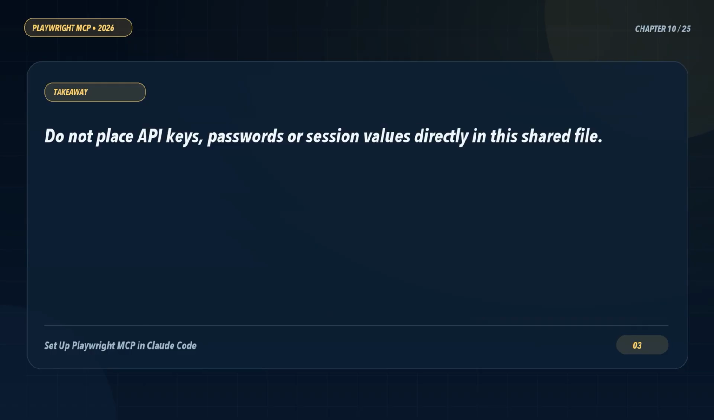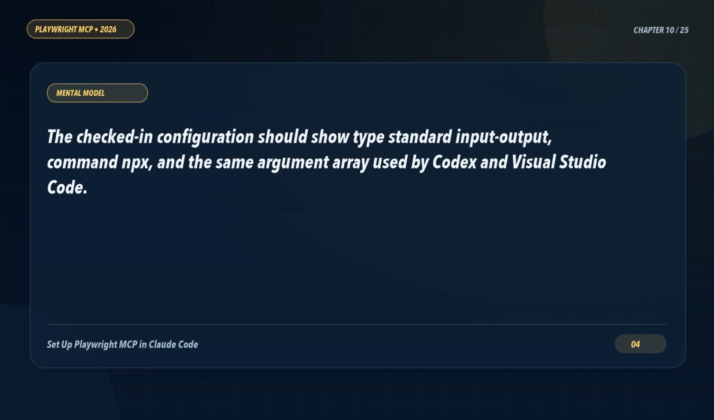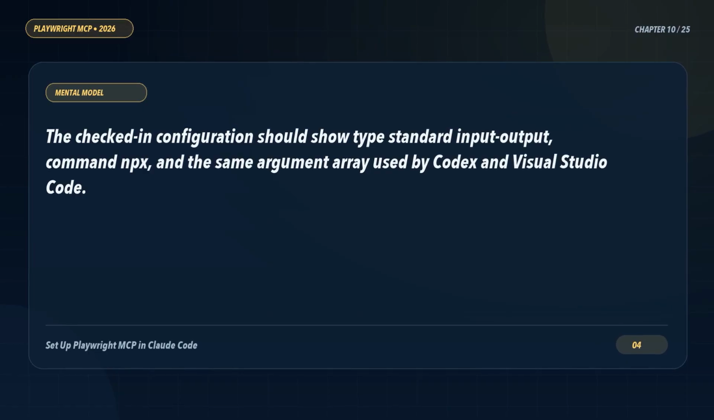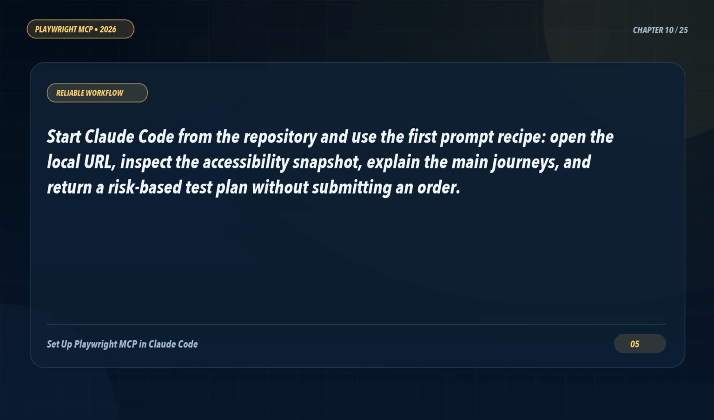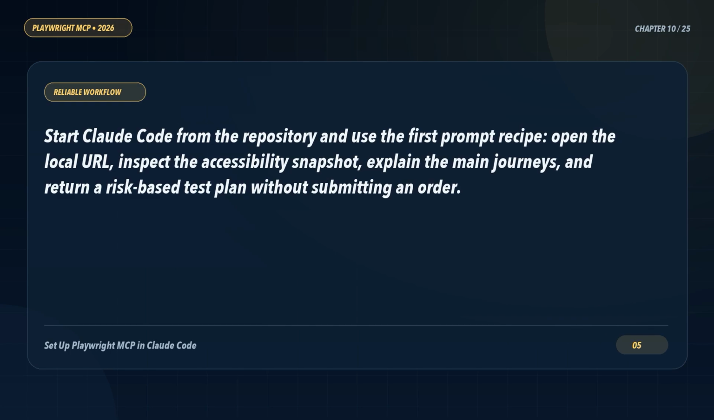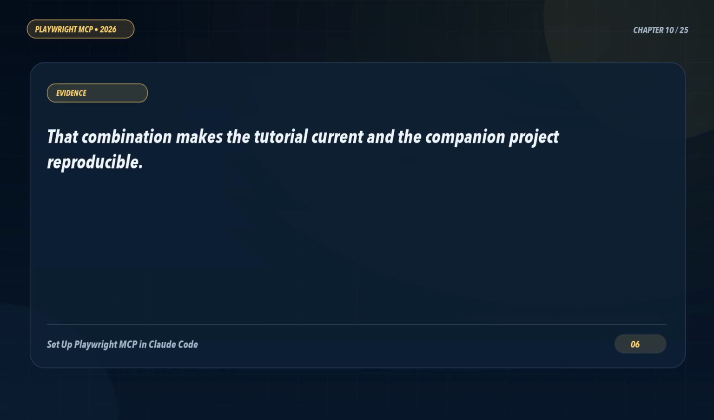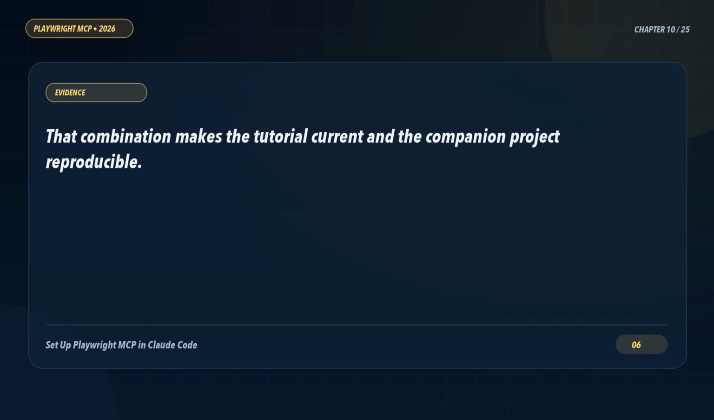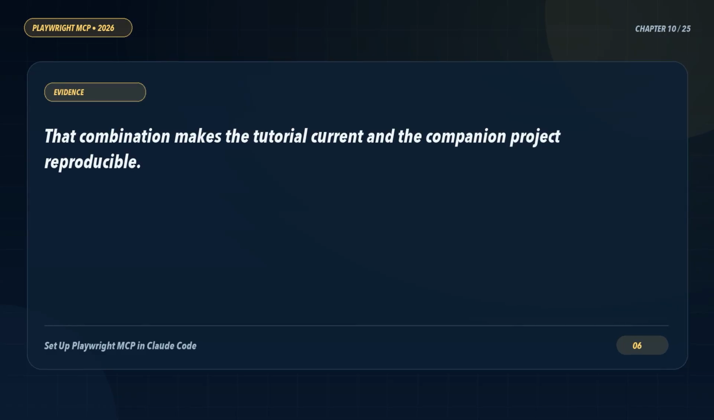If the server does not appear, use /mcp inside Claude Code, or inspect Claude MCP get Playwright and the server output. On native Windows, local npx-based servers may need the command wrapper cmd /c. That is an operating system execution detail, not a Playwright difference. We use @latest in client configuration, so new learners receive the current server, while package-lock.json records the exact versions verified for this course. That combination makes the tutorial current and the companion project reproducible.